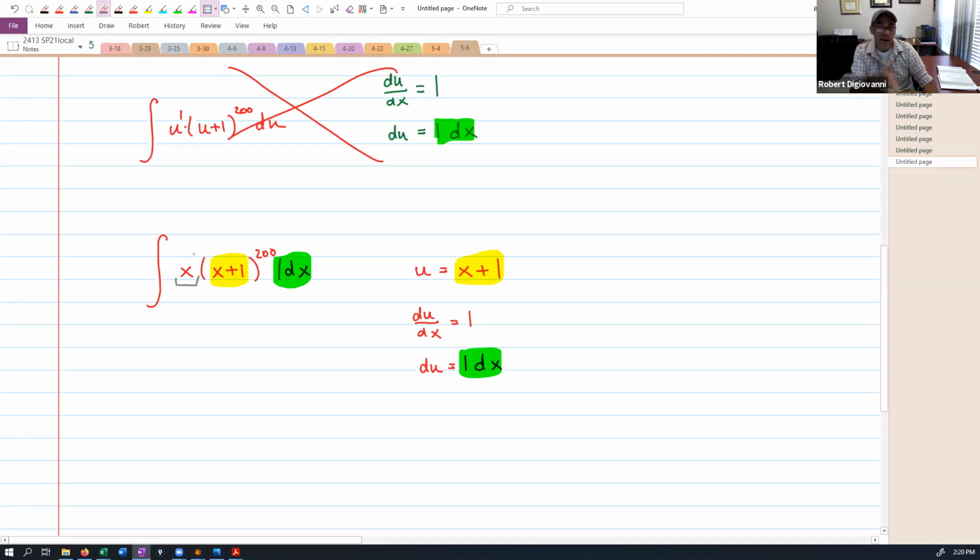We can't leave x in here. Look, if we're going to make a substitution, everything has to switch to u's. You can't have u's and x's mixed together, okay? So I have to replace that x with something that has u in it. Do y'all see what I'm going to do?